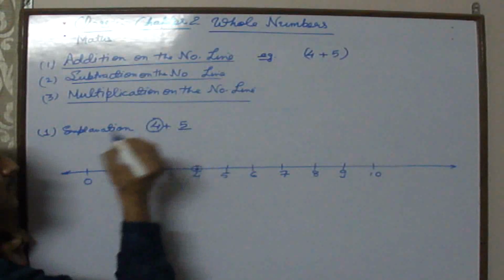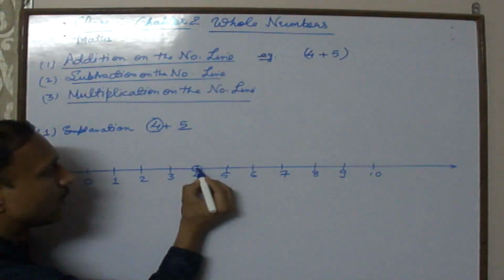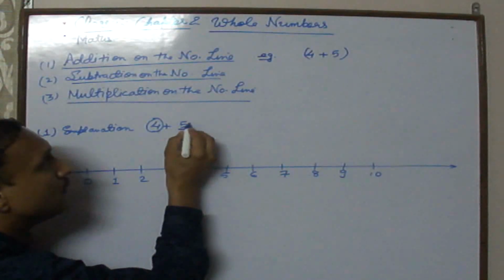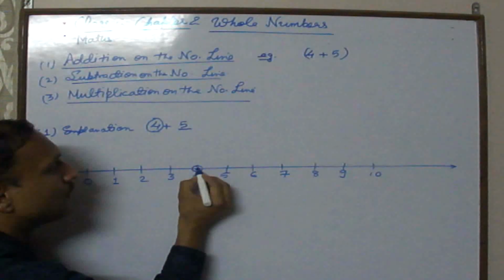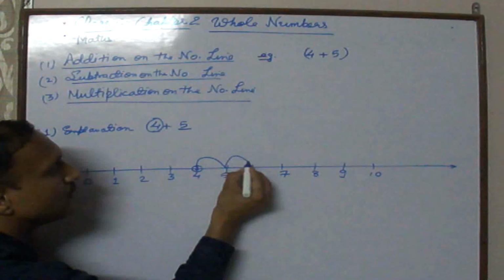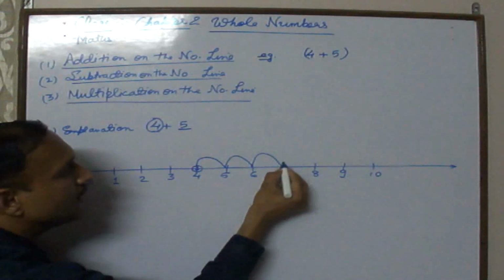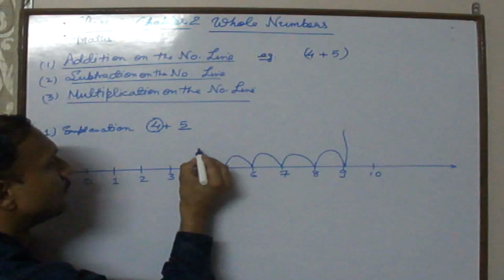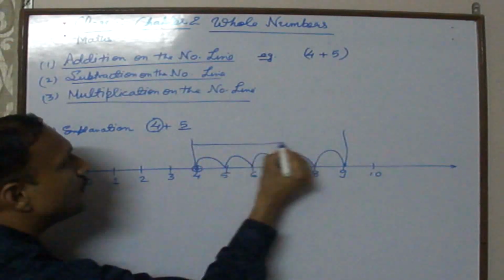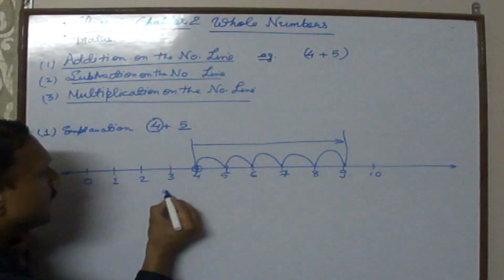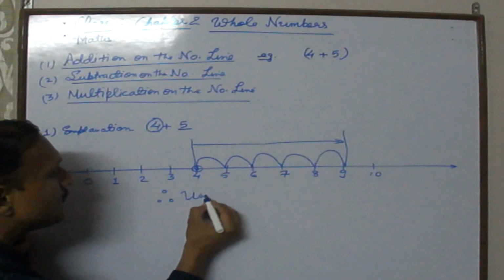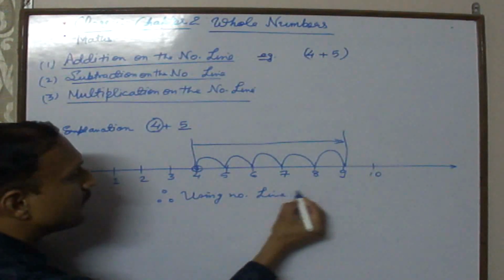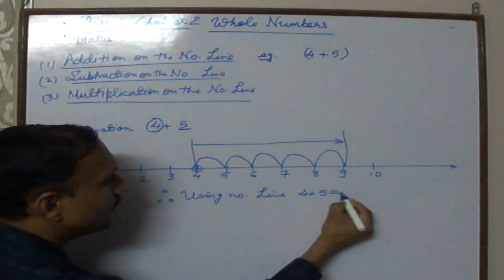Now we have to add 5 to it, so we start from 4 and keep on counting until we have moved 5 places. 1, 2, 3, 4 and 5, and finally we have reached 9. So we can say that, using the number line, 4 plus 5 is equal to 9.